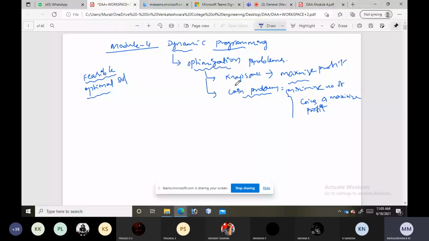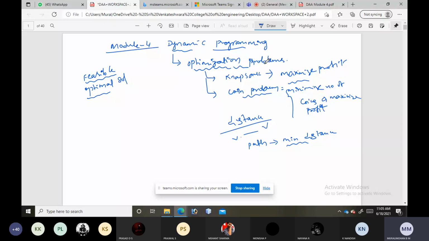Either it should minimize. For example, if you are calculating the distance from one vertex to another vertex, here we should find the path with minimum distance. So it is a minimization problem. These are the optimization problems, and we use dynamic programming to solve these optimization problems.